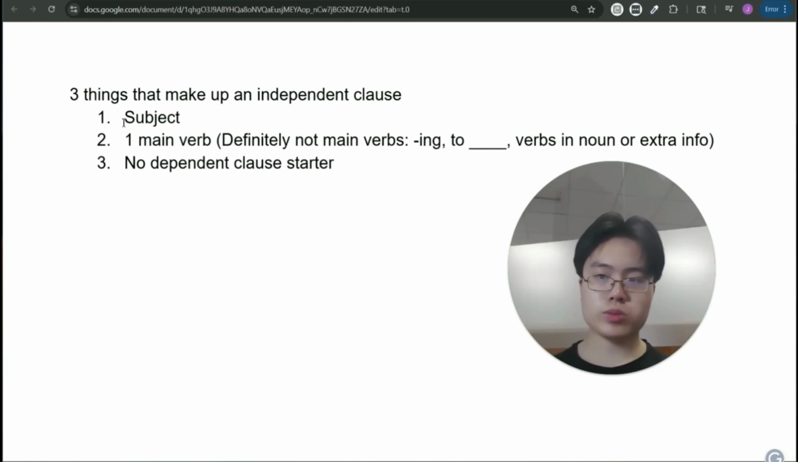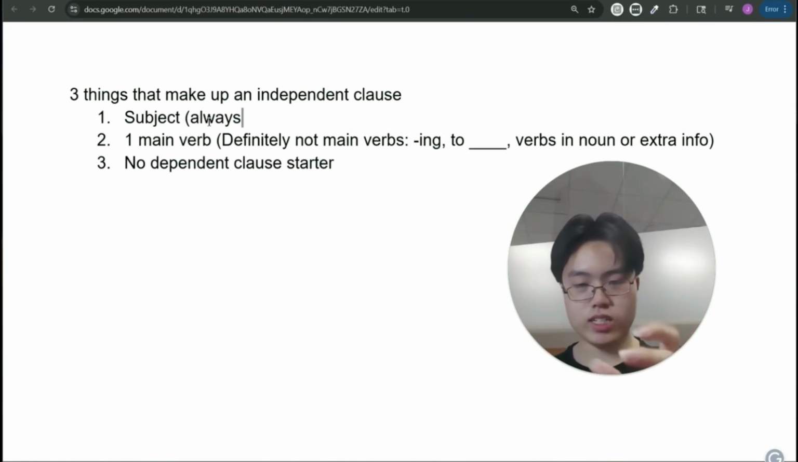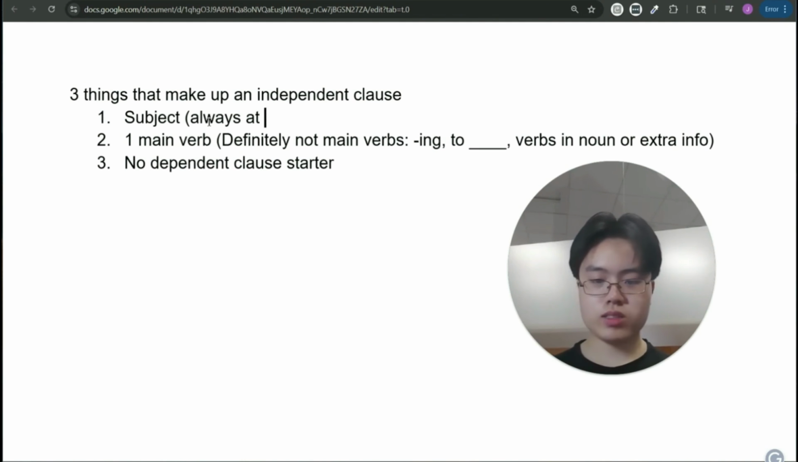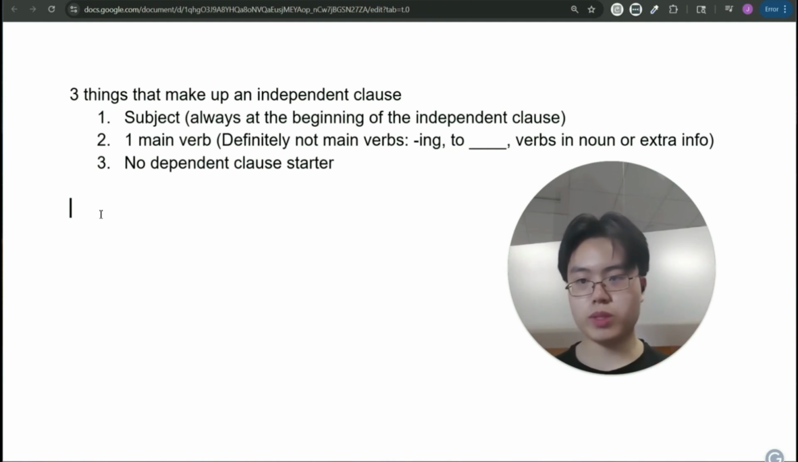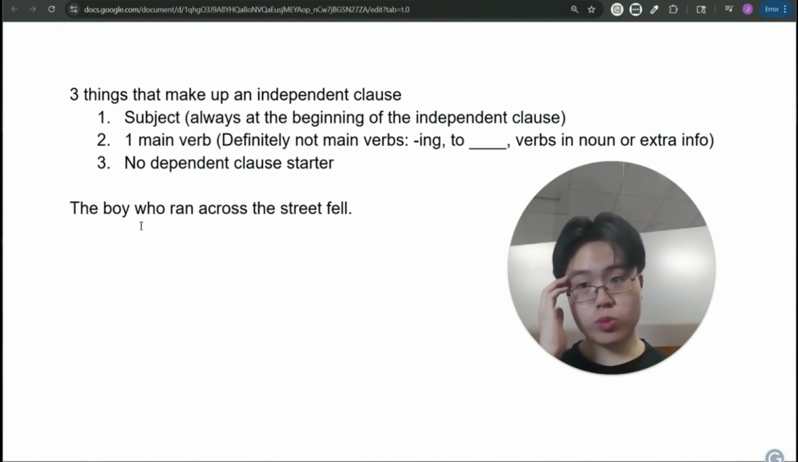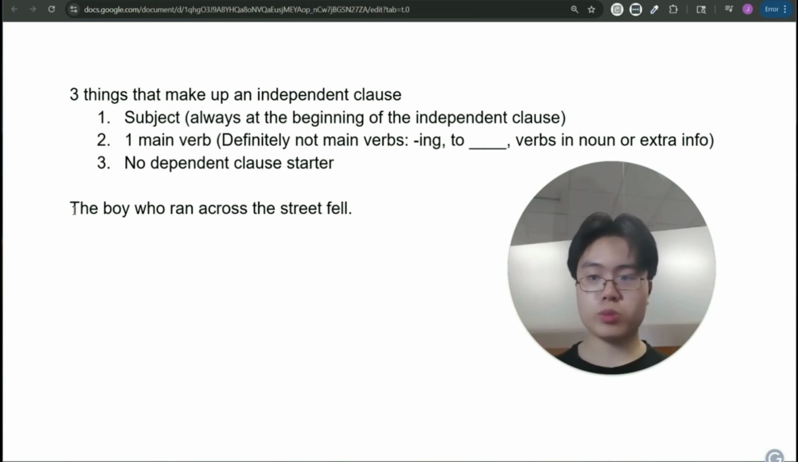First thing, it has to have a subject. It is always at the beginning of the independent clause on the SAT, so it's really easy to find. Just look at the beginning of the independent clause. For example, in "the boy who ran across the street fell," the subject is the boy. What's doing the action? That's the subject. The second thing is one main verb.